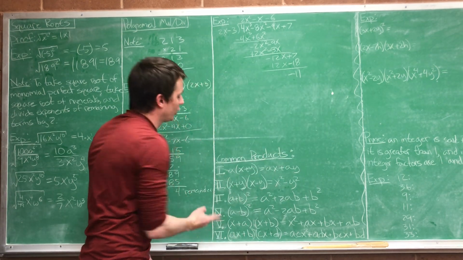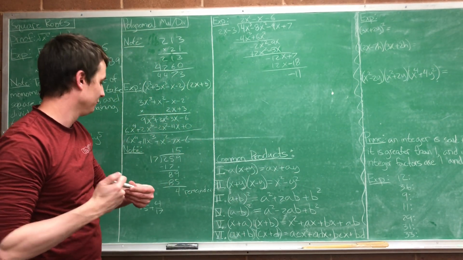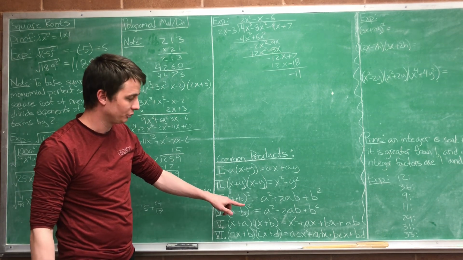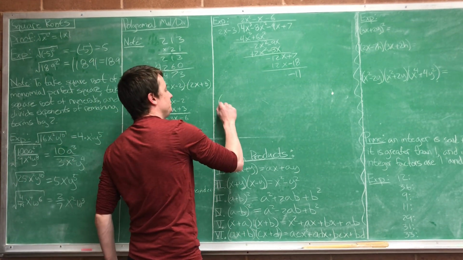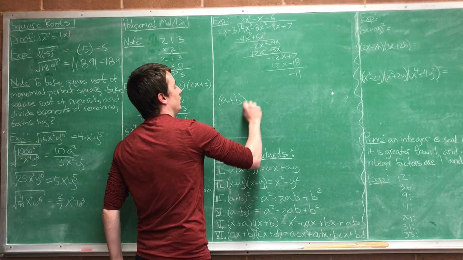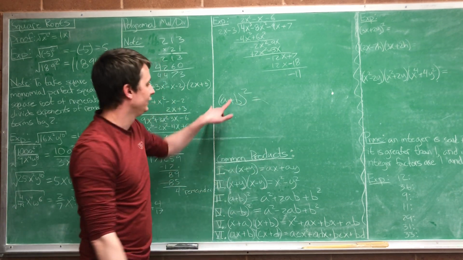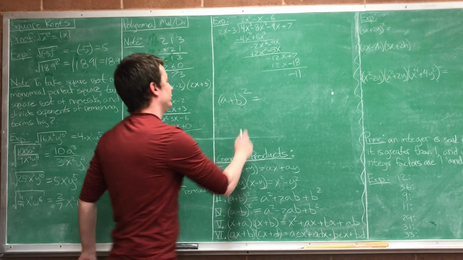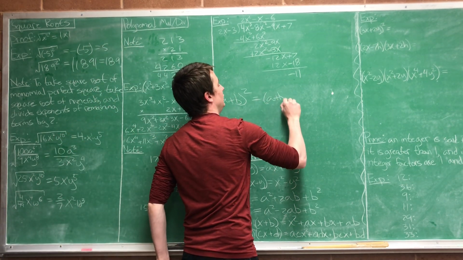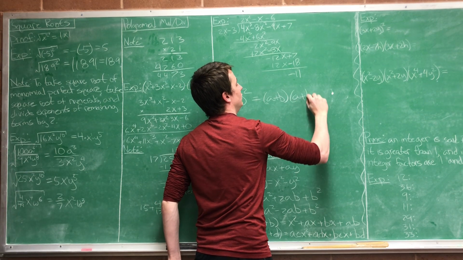So that's what we mean by they're common products. But we'll try to get you really familiar with them, which is why I'm explicitly writing all these out. Okay, (a plus b) squared, let's look at that one. (a plus b) squared is equal to, now that's (a plus b) times (a plus b), right? So this is the same thing as (a plus b) times (a plus b).